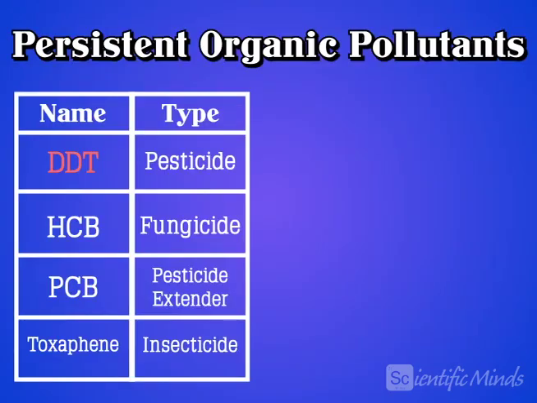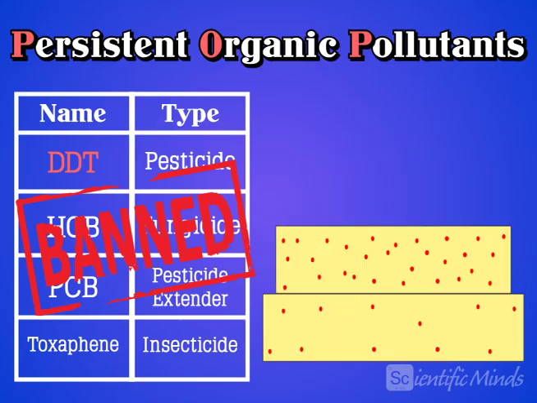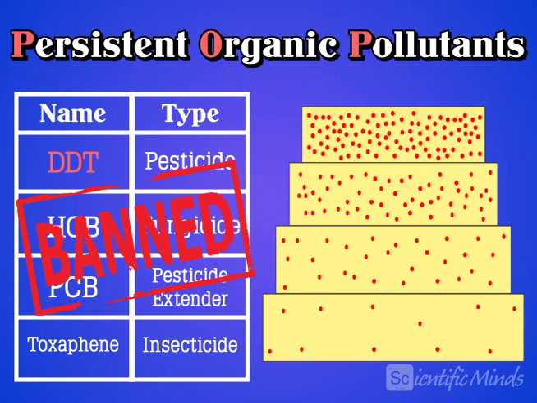DDT is in a category of persistent organic pollutants, or POPs, that have been banned under the Stockholm Convention. These toxic substances do not break down easily. They persist in the environment over time and biomagnify in organisms.